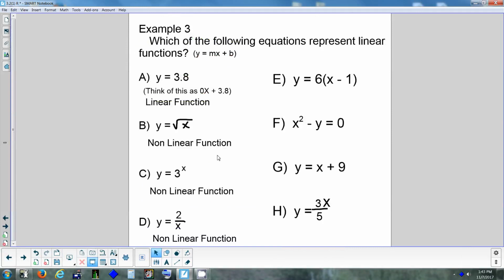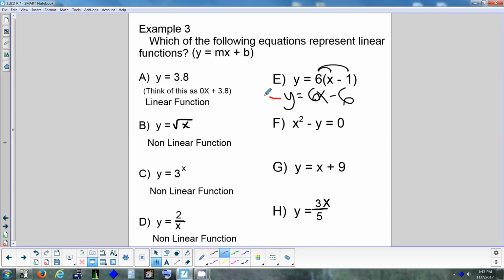Now E is a tricky one. How many people say that E is going to be non-linear? Raise your hand. How many people think it's going to be linear? Don't get confused by the parentheses. What do the parentheses mean? Multiplication. When I multiply, what's 6 times x? 6x. And then positive 6 times a negative 1? Negative 6. I end up with an x and a y with no funky stuff. No exponents, no square roots, none of that stuff.